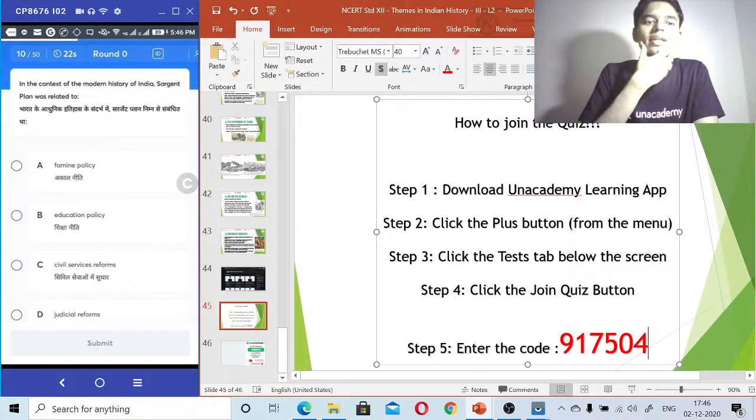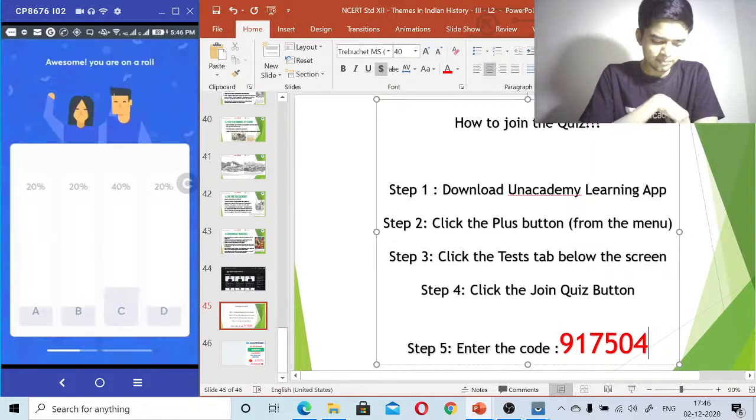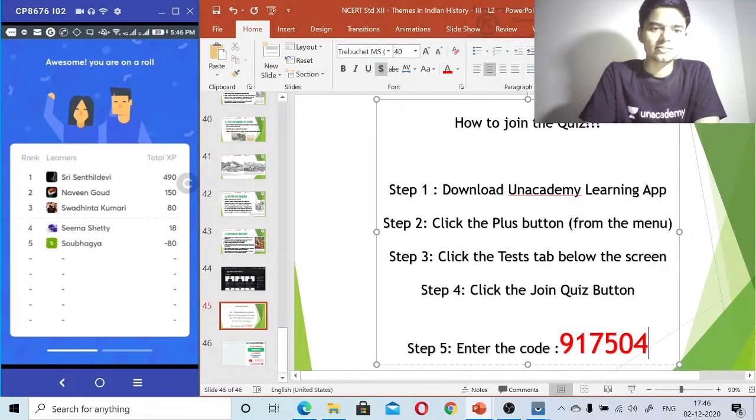Question 10. In the context of modern history of India, Sergeant Plan was related to dash. Option A, famine policy. Option B, education policy. Option C, civil services reforms. Option D, judicial reforms. Sergeant plan is associated with which among the following? Very easy question actually, very simple question. Education is the correct answer.